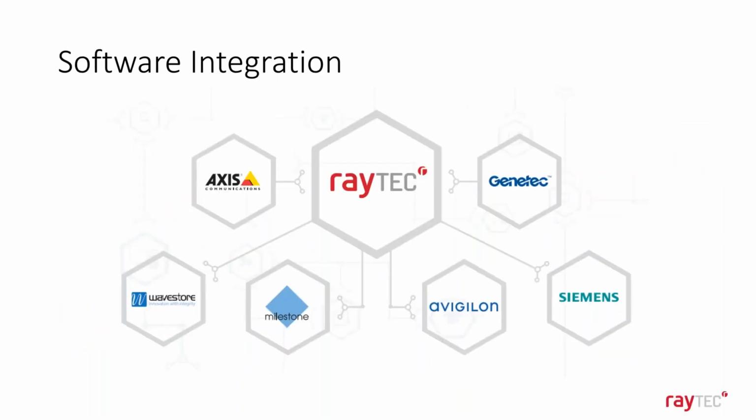And then we can also look at the software integrations as well. So typically the specifier is going to choose a VMS system to manage all these devices. And here are some of the integrations that Raytec have. And it's important to note as well that the majority of these are plugins. So there's either no need for a license or there's a very small cost. So in terms of the extra cost for using lighting as part of the system, very low.